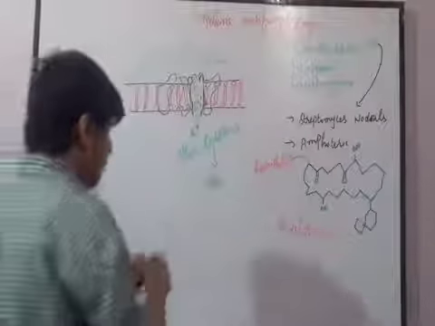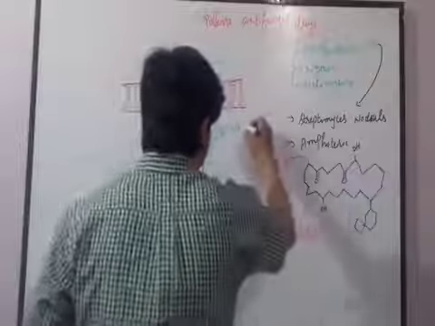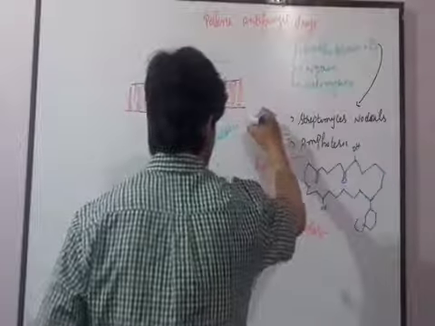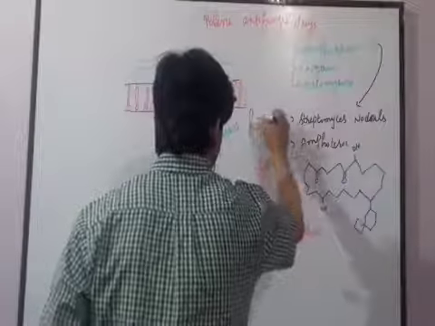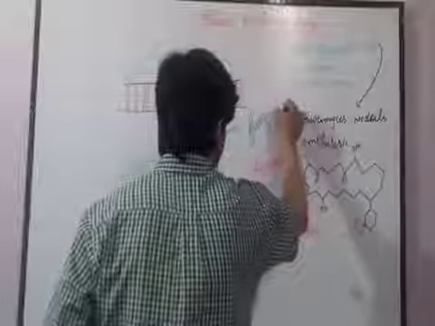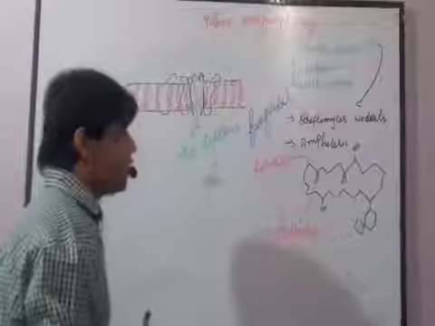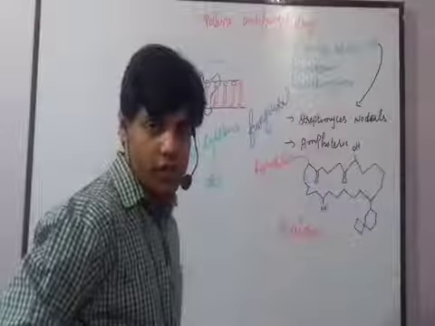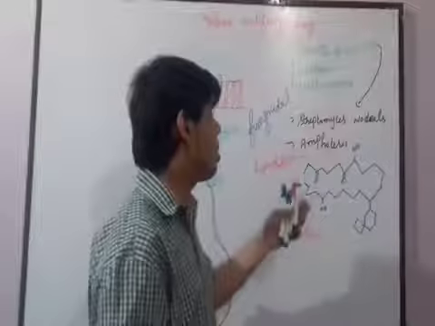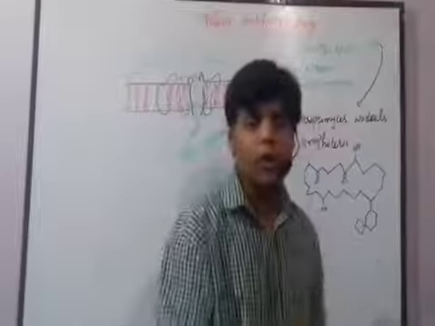So we can also say that this drug is fungicidal in nature. Why? Because it can kill the fungi. So that's all about the mechanism of action of this amphotericin B, or we can say polyene antibiotic.